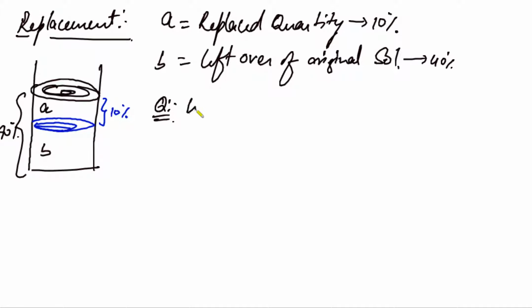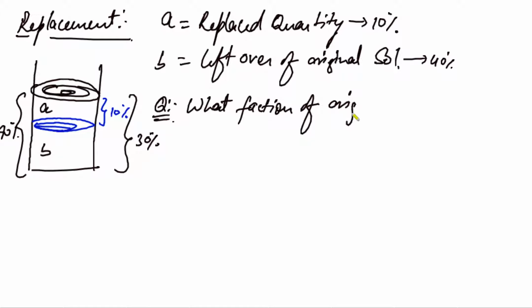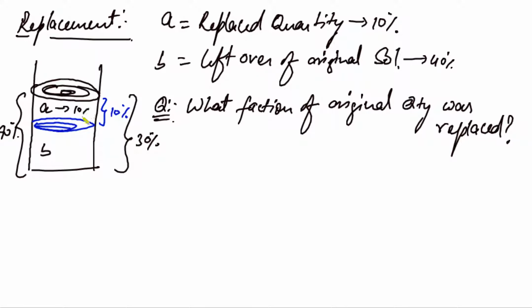The question will be, if the resultant solution now stands at 30% alcohol solution, then what fraction of original quantity was replaced? Now let's look at it. A has 10% alcohol, B has 40% alcohol, and finally the solution is 30% alcohol.